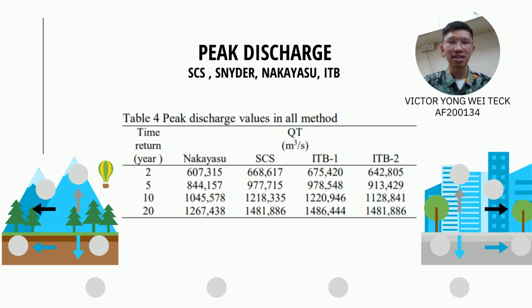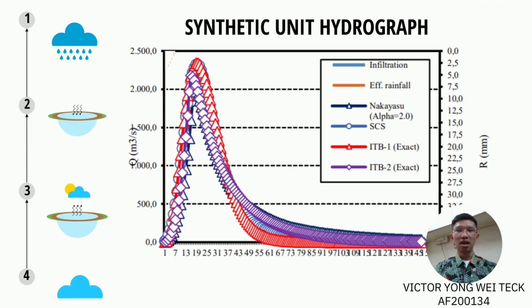There are minor errors between all methods, and the errors can be negligible. As an example, the peak discharge obtained from the SCS method and the ITB1 method are slightly similar. Therefore, the errors can be negligible. A graph of discharge against time is plotted, which is the synthetic unit hydrograph. As we can clearly see, the shape of the synthetic unit hydrograph for all methods is the same, and the peak discharge is slightly similar for all methods. In conclusion, the peak discharge is easy to obtain by using the synthetic unit hydrograph because it requires less data.